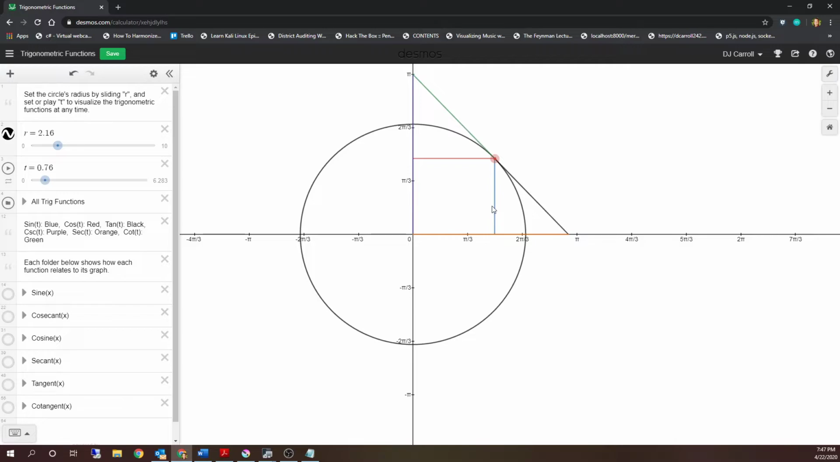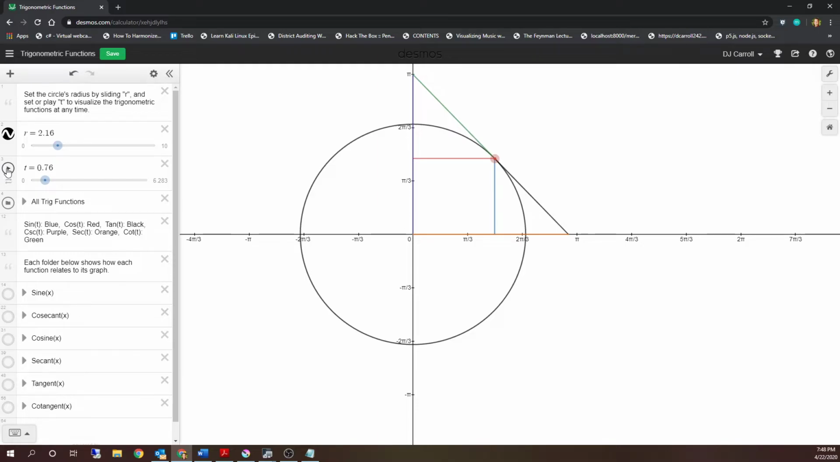Now, what is the tangent? The tangent is actually the length of this black one right here. The cotangent is the length of this green segment. The secant is the length of this orange one, and the cosecant is the length of this purple one.